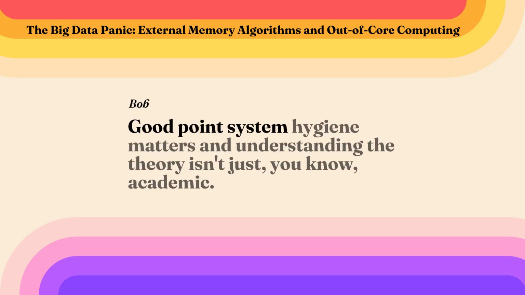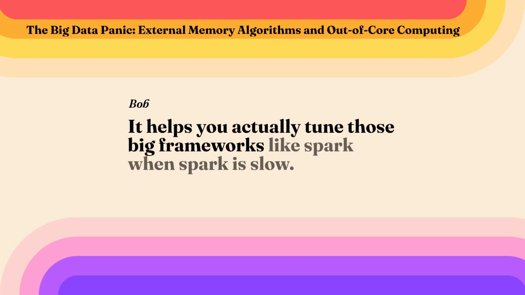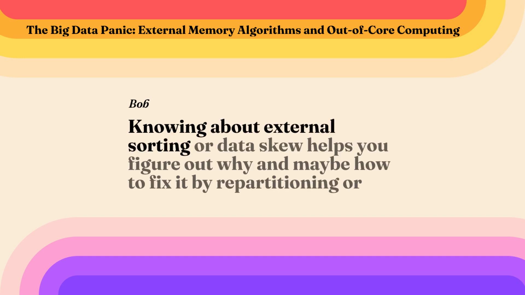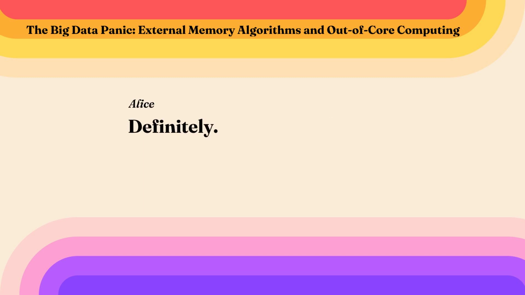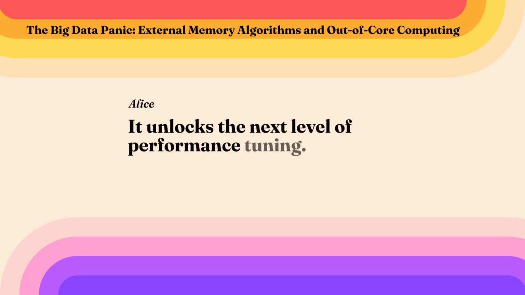Good point. System hygiene matters. And understanding this theory isn't just academic. It helps you actually tune those big frameworks like Spark. When Spark is slow, knowing about external sorting or data skew helps you figure out why and maybe how to fix it by repartitioning or changing your approach. Definitely. It unlocks the next level of performance tuning.